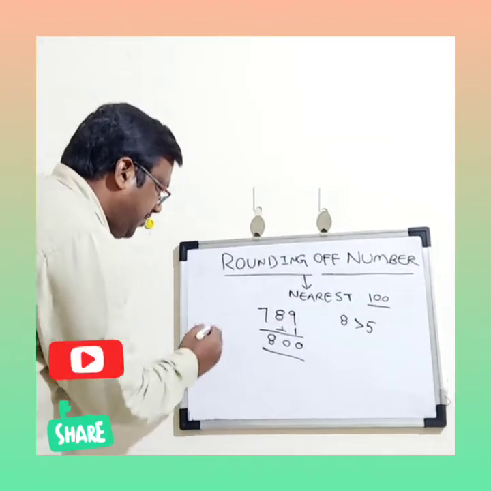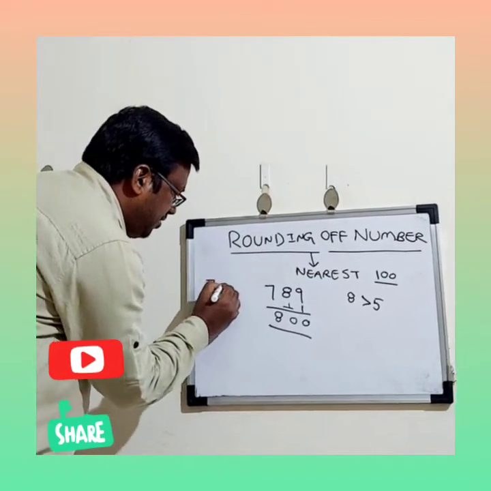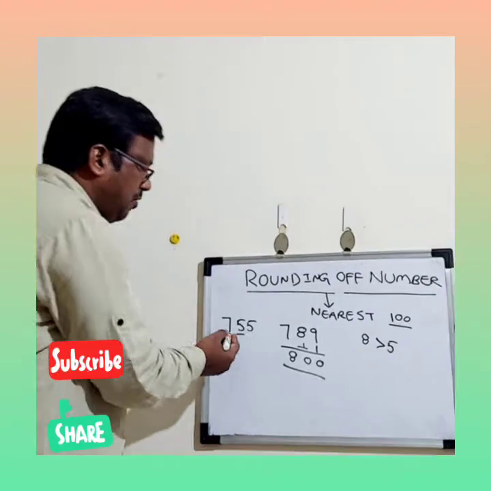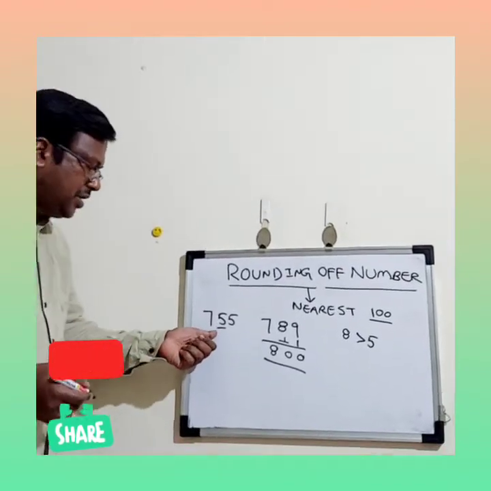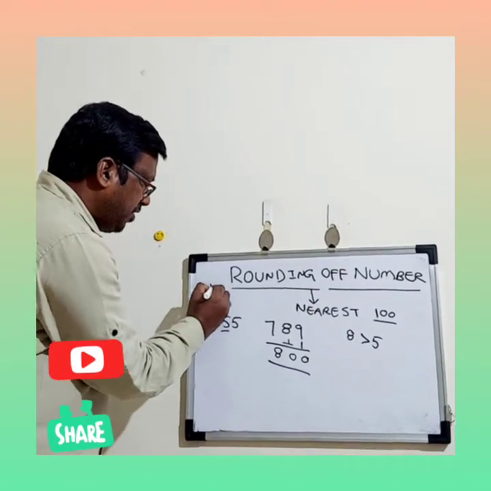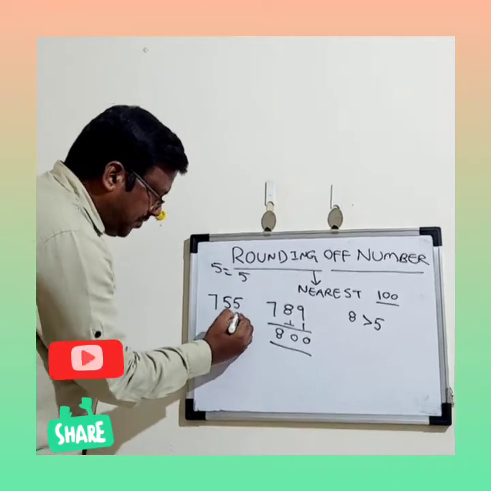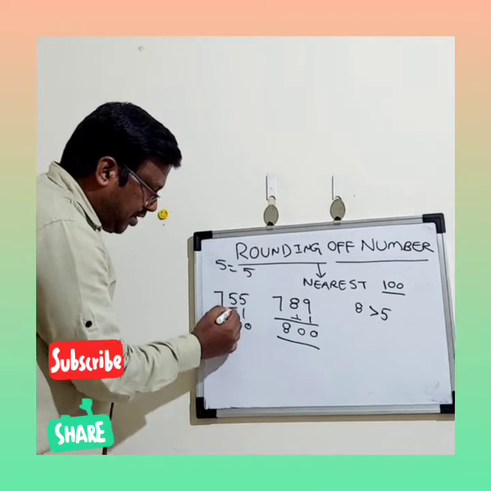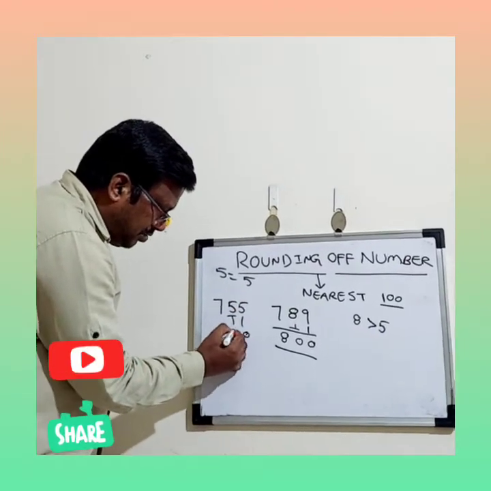Similarly, take 755. Here what is the tens digit position? The tens digit position is 5, and 5 is equal to 5. In this case also, the unit digit position is replaced with 0, and the 5 also becomes 0.